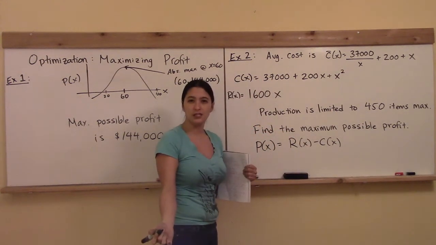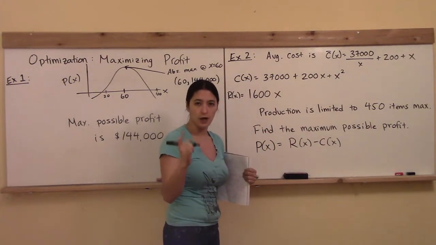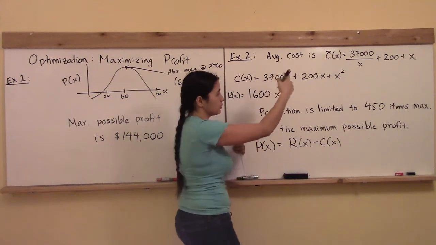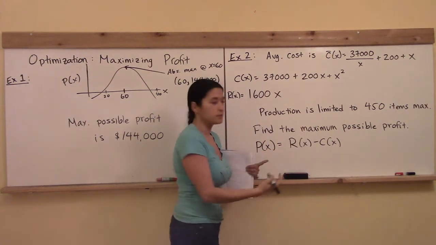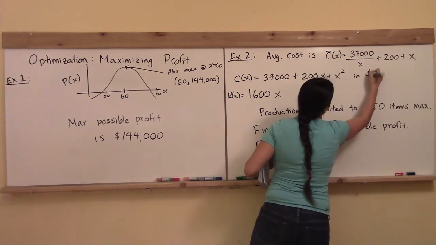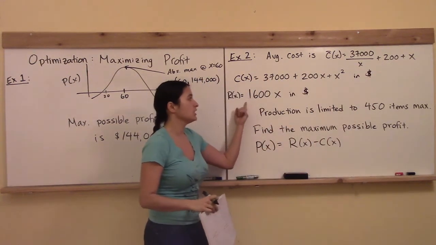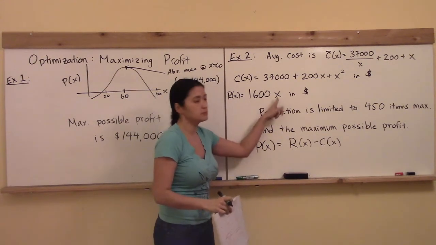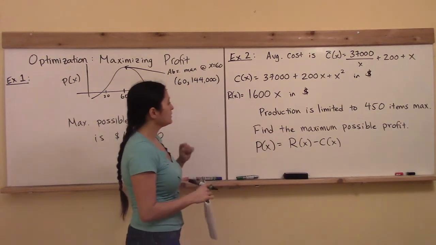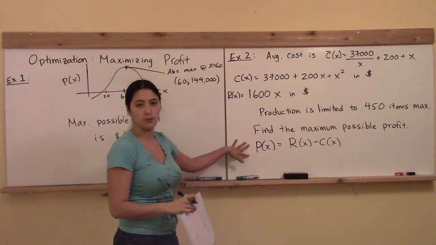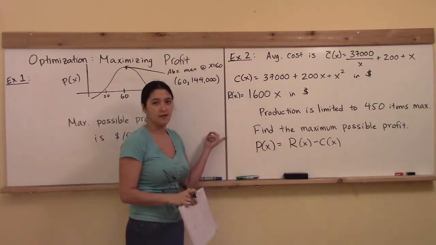What's going to be the units on C? Dollars, right? Because C bar was dollars per item, multiplied by number of items, so this is going to be in dollars, and likewise this is going to be in dollars because it was $1,600 per item times the number of items.